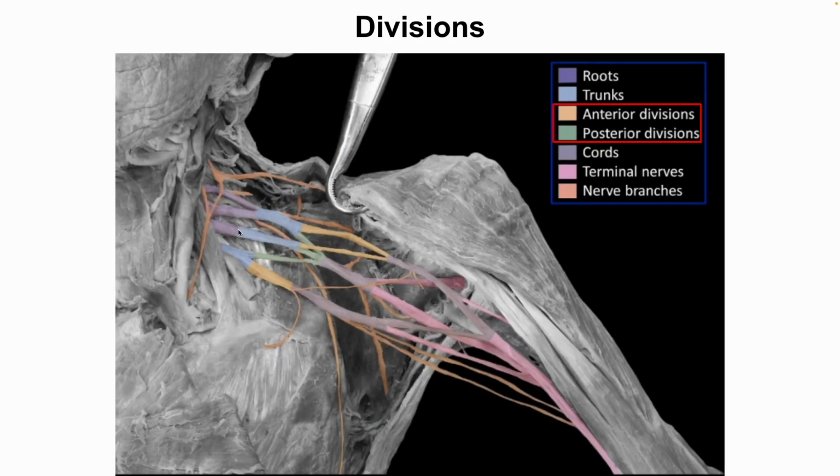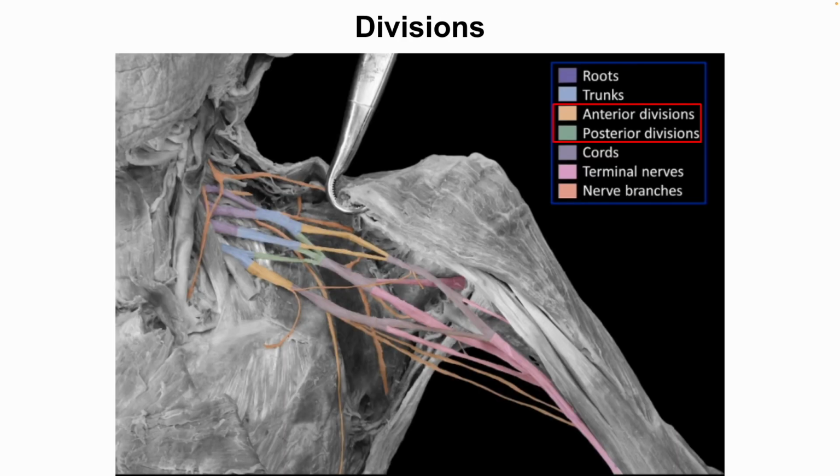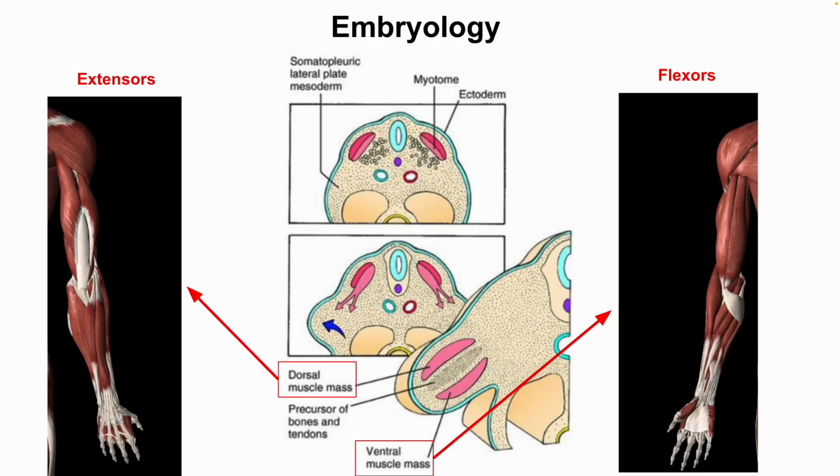Something I want to talk about here because it relates to embryology, and I find that it enhances our understanding of the brachial plexus, is divisions. Why do we have an anterior division and a posterior division? Well, it turns out that in embryology, you start out with a dorsal and a ventral muscle mass. Another name for posterior is dorsal. Another name for anterior is ventral. Same thing here. You can think about it as anterior muscle mass or posterior muscle mass.